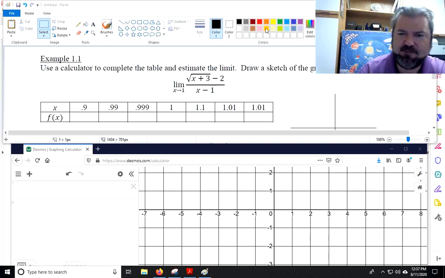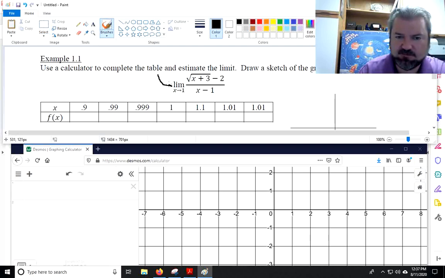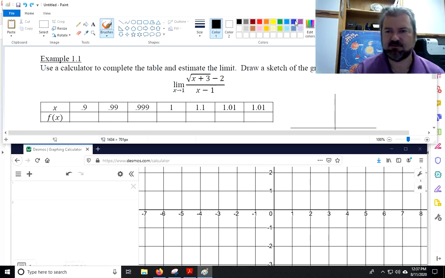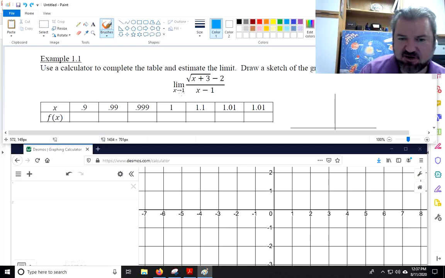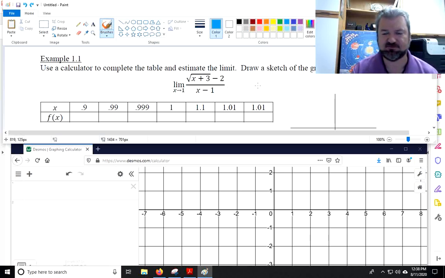Right off the bat, you see we've got some new notation that we get to discuss. This word here is pronounced limit, and it's just written LIM, and it means the limit as x approaches 1. And so that's how you'll say it. You'll say the limit as x approaches 1 of this function here, square root of x plus 3 minus 2 all over x minus 1.